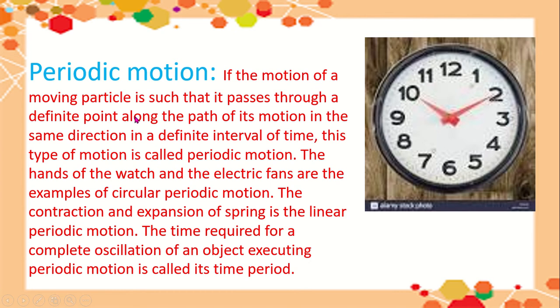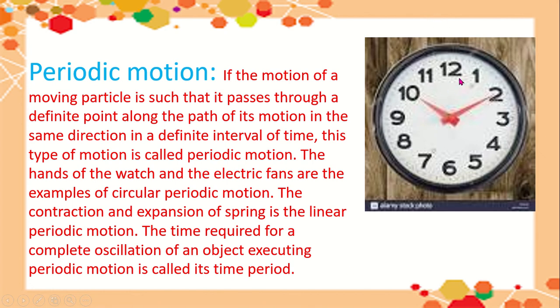If the motion of a moving particle is such that it passes through a definite point along the path of its motion in the same direction in a definite interval of time, this type of motion is called periodic motion. The hands of the watch and the electric fans are examples of circular periodic motion. The contraction and expansion of spring is the linear periodic motion. The time required for a complete oscillation of an object executing periodic motion is called its time period.